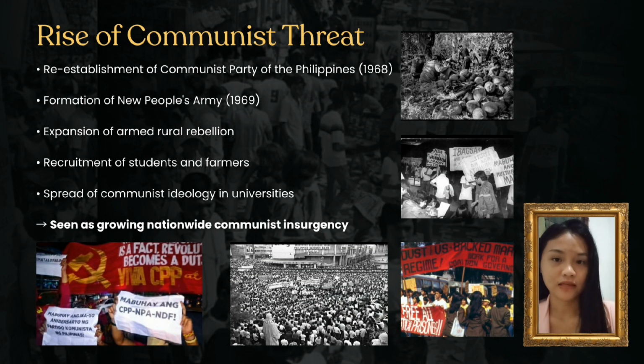Isa sa pinaka-main reason na sinabi ng government is yung pagdami daw ng communist movement sa Pilipinas. Around 1960s to early 1970s, na-reestablish yung Communist Party of the Philippines. Tapos nabuo yung armed wing nila na New People's Army or yung NPA na tinatawag natin. Ang claim ng government is hindi lang daw ito simple political group kundi armado na siya at lumalawak sa mga probinsya, especially sa rural areas. May mga reports din sila na may recruitment sa students, mga farmers, mga workers. So, ang narrative ng government doon, hindi na ito simple na activism, kundi it is an early stage ng armed rebellion. Meaning, sa perspective nila, kailangan na talaga ng strong action before lumala.